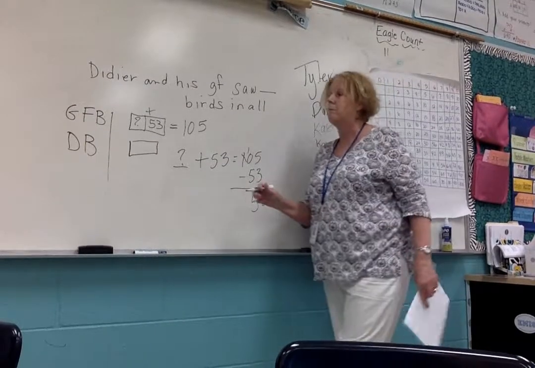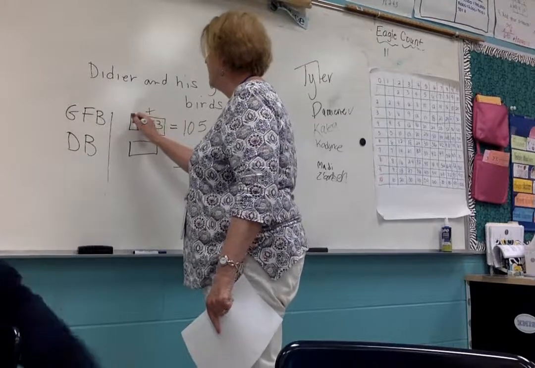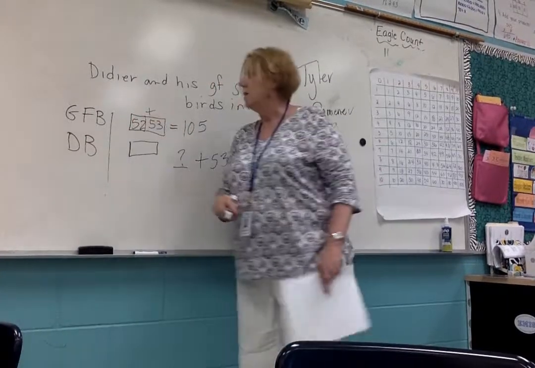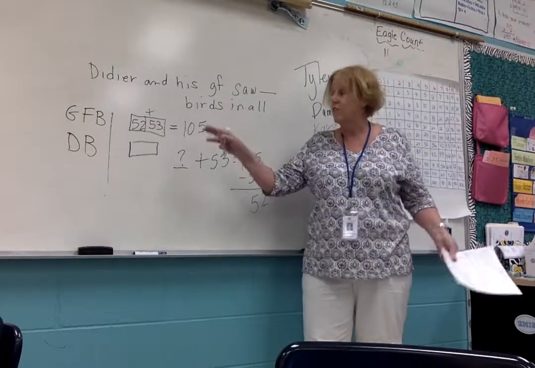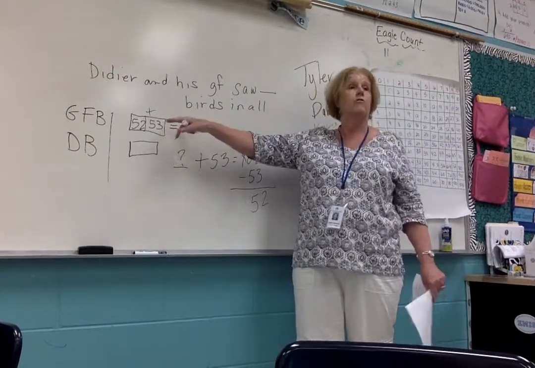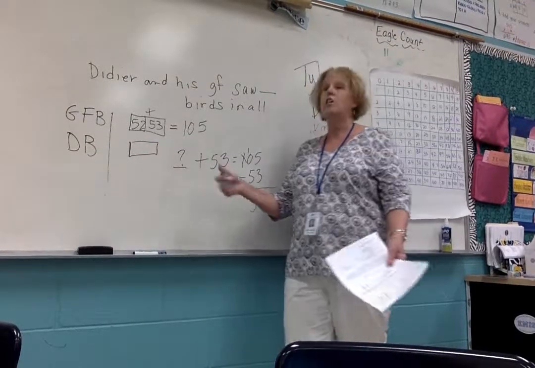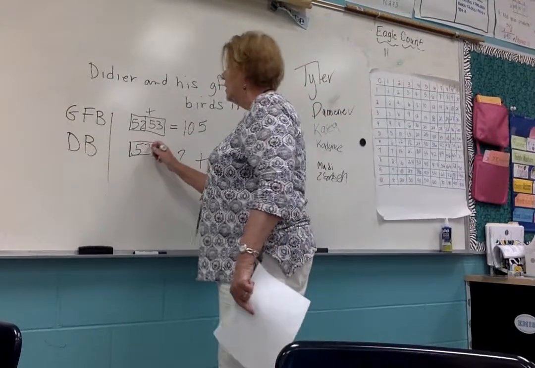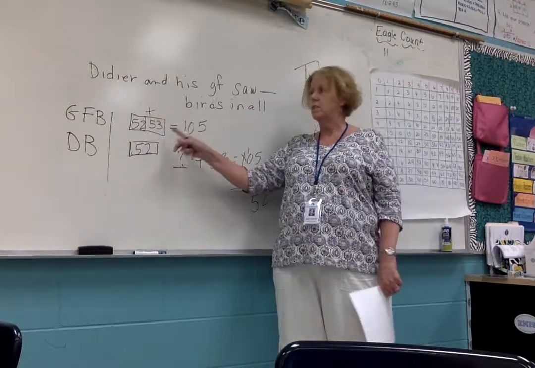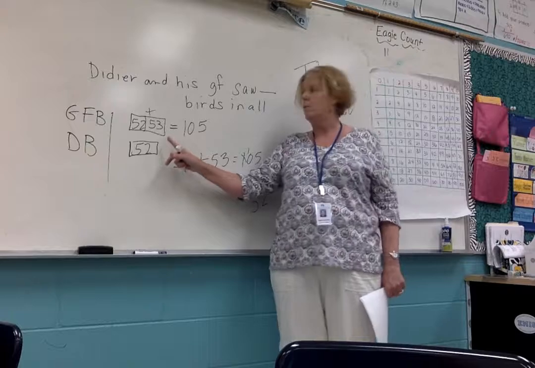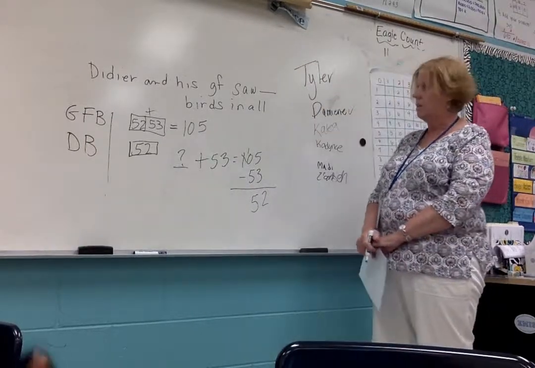Okay, so how many birds did she see? 52 plus 53. So she originally saw 52. If she saw 52 plus an extra 53, how many did Didier see? 52. Because this is what they saw that equaled each other. She was the person who had 53 more. Okay? Now I go back to the question.